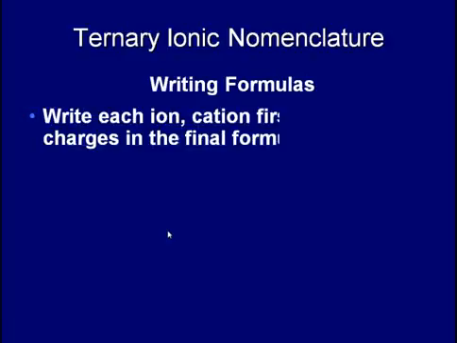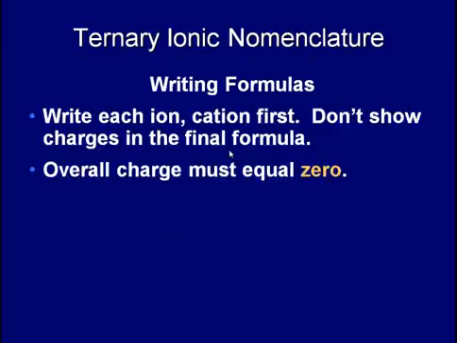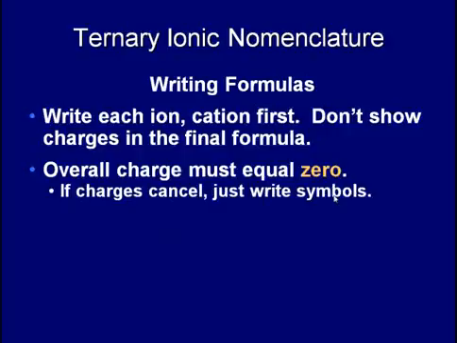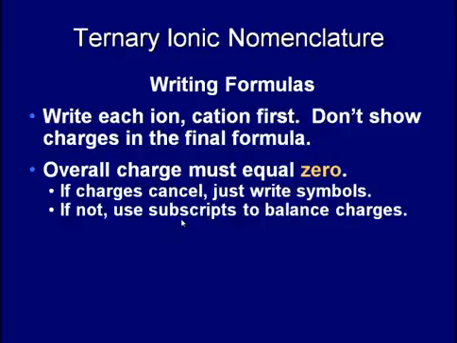For writing formulas, what we want to do is write each ion. The cation goes first, and the cation is the positive ion. In the final formula, we don't show the charges, even though we use the charges to figure out what the subscript should be. The overall charge of the entire compound must be 0, which allows us to determine how many of each ion we need. If the charges cancel, we just write the symbols. If not, we use subscripts to balance the charges.